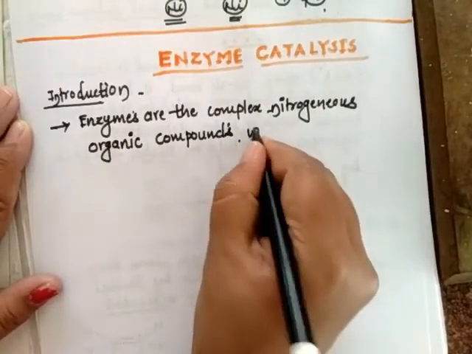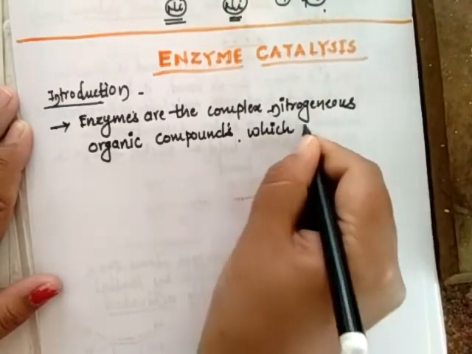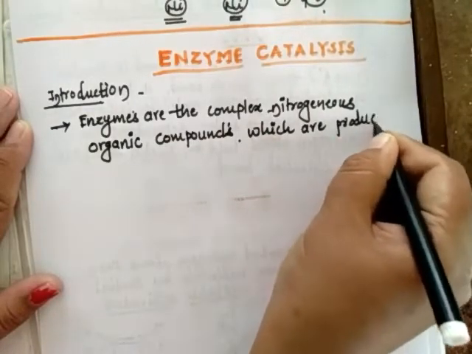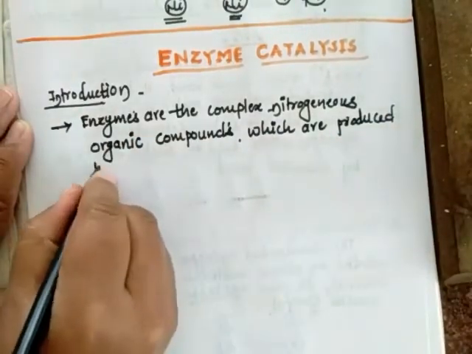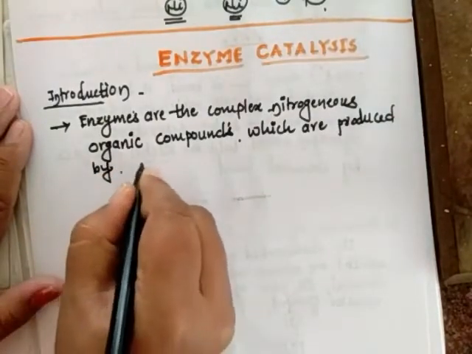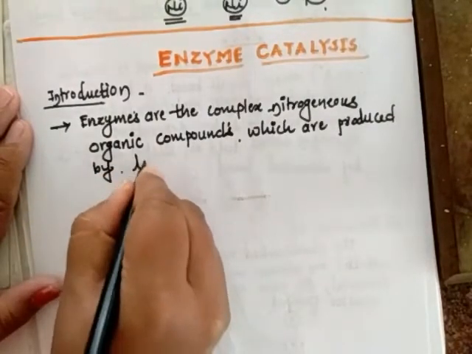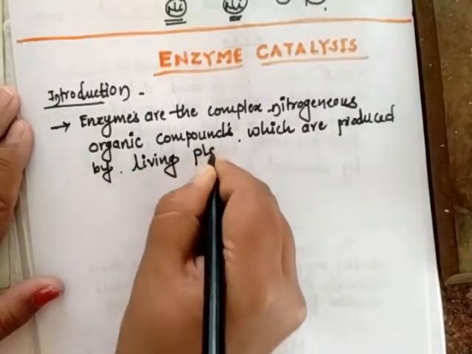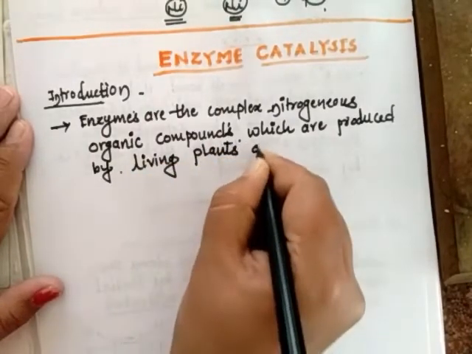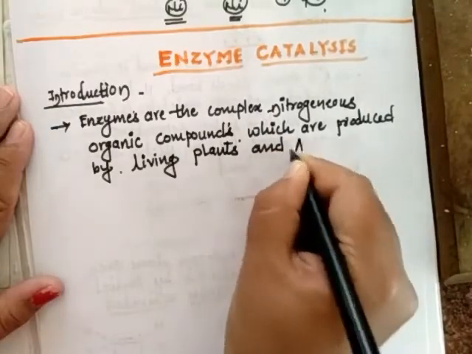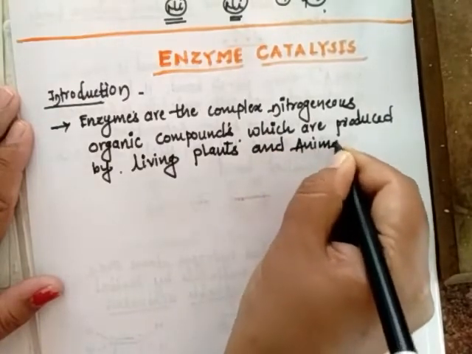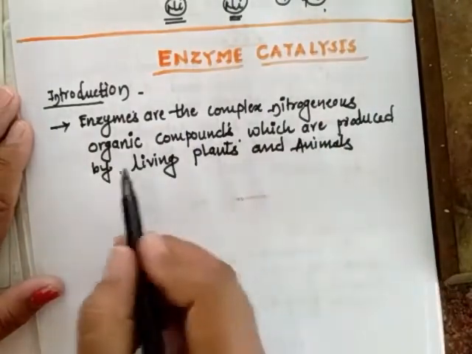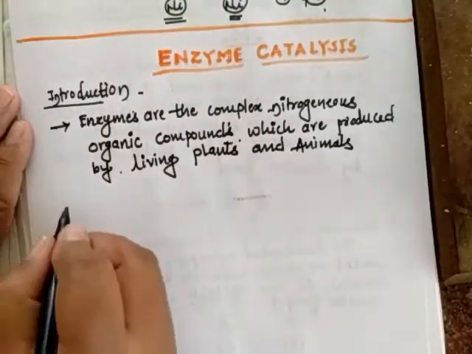These are nitrogenous organic compounds which are produced by living plants and animals. Produced by what? Living plants and animals. So what are enzymes? Enzymes are complex nitrogenous organic compounds which are produced by living plants and animals.